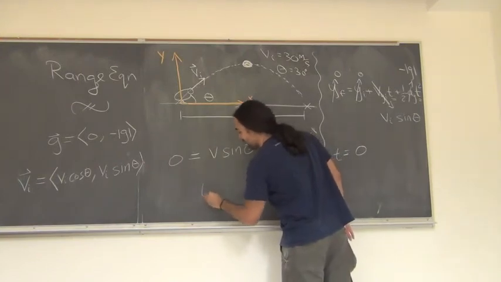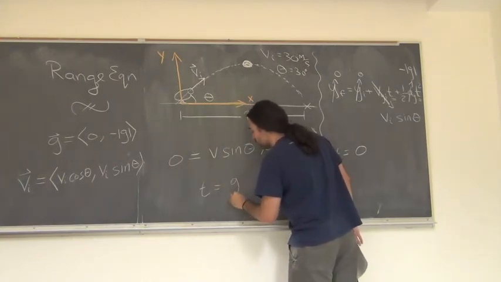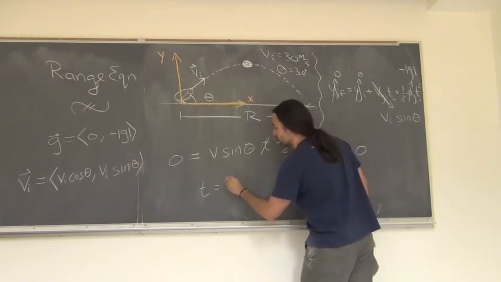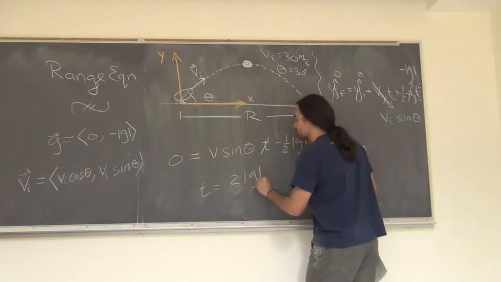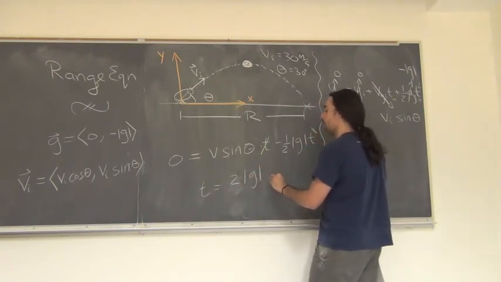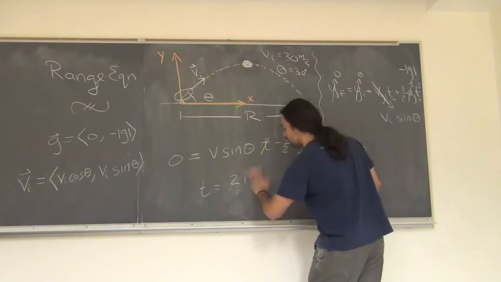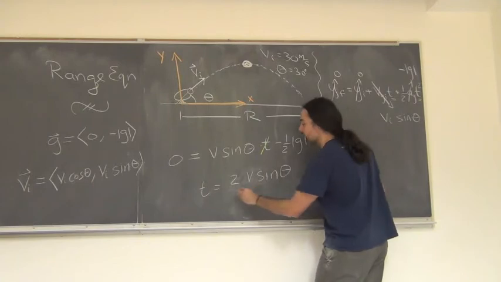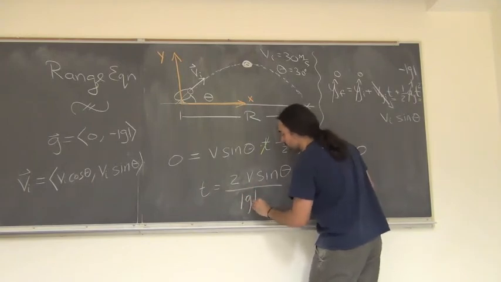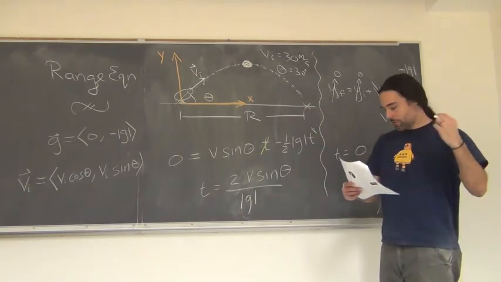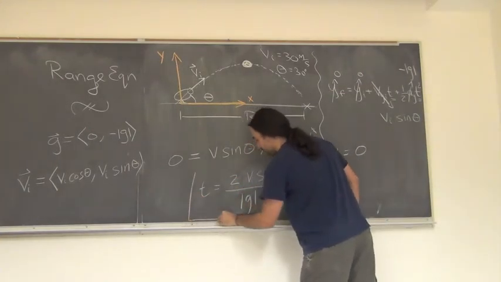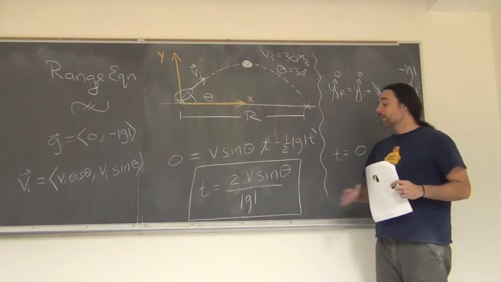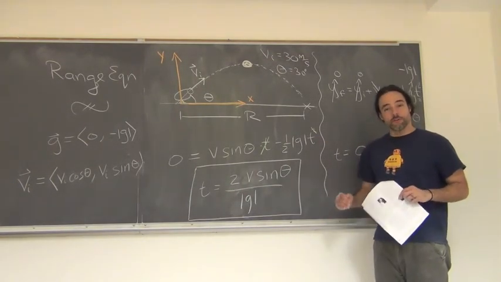and you get that t equals, let me do this correctly, 2 times the v sine theta divided by the magnitude of g. Let me just check my notes to make sure that's correct. It is. And since it's correct, I put a little box around it. So I know this is how much time it takes to hit the ground.